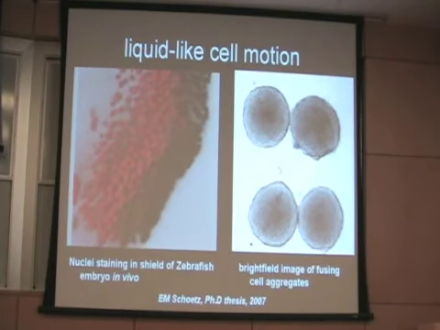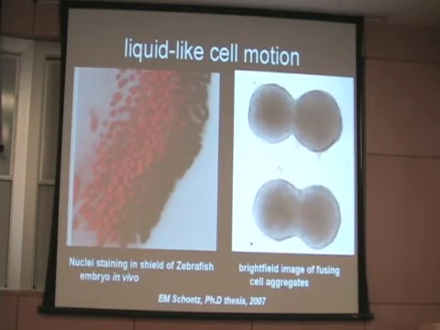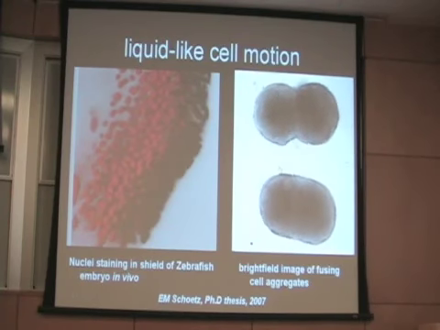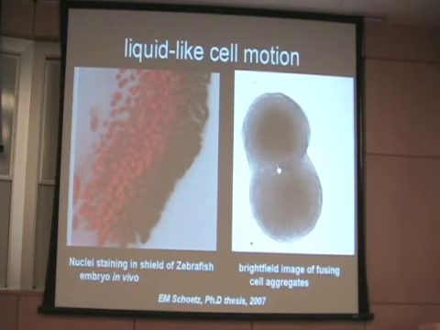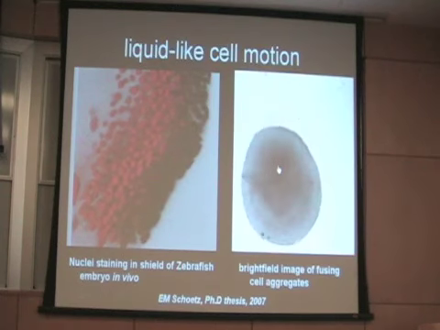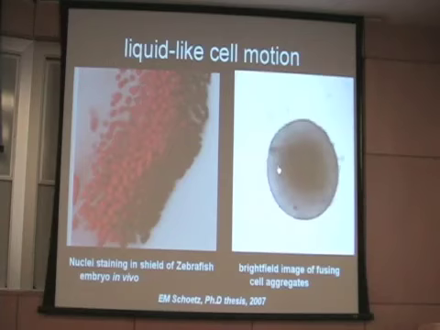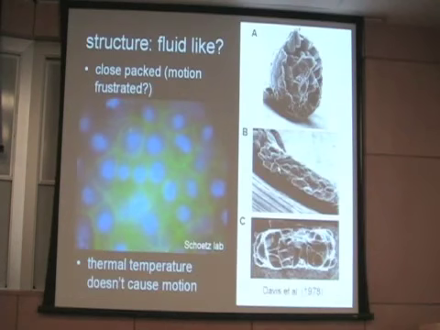And then the second thing I'll show you is an in vitro experiment where these are aggregates of cells now, and they're moving together and fusing just like drops of liquid, basically. I think it's a really neat picture to show that on long time scales, this is over 4 hours, these tissues behave like fluids. But the interesting thing is if you look at the structure, you ask the question, why are these materials behaving fluid-like on long time scales?